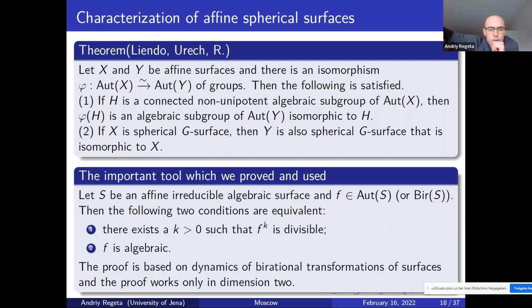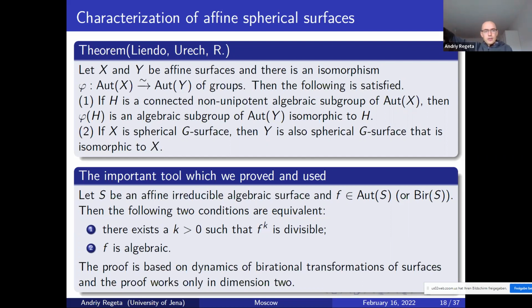Okay, so the proof of this statement is based on the dynamics of birational transformations of surfaces, and the proof works only in dimension 2. The reason why it doesn't extend to higher dimensions is that we know very little, I would even say essentially nothing, about dynamics of birational transformations in higher dimensions. Already in dimension 3, very little is known. But in dimension 2, we know really a lot.